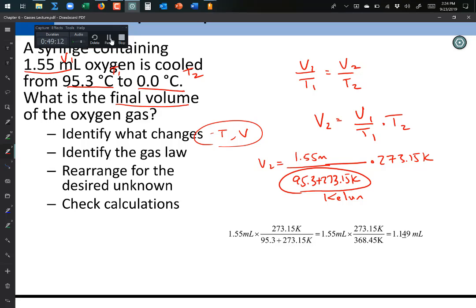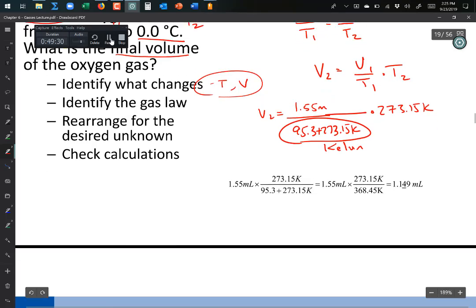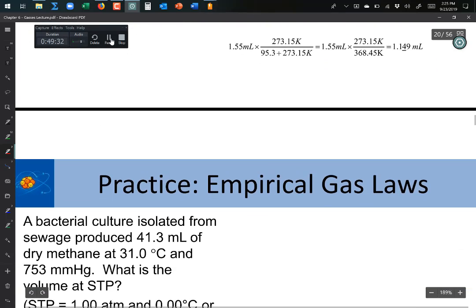To what? The middle one? Yeah, because that's what I'm solving. Okay, and is that cut? Yeah. Okay. So that's basically how all these empirical gas law problems are done. We'll do another one.